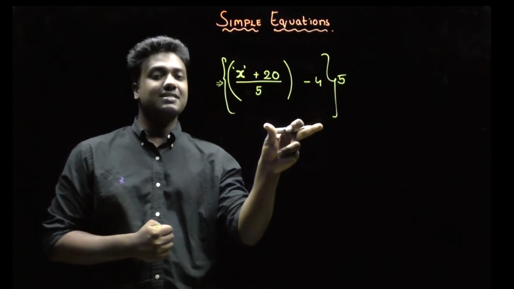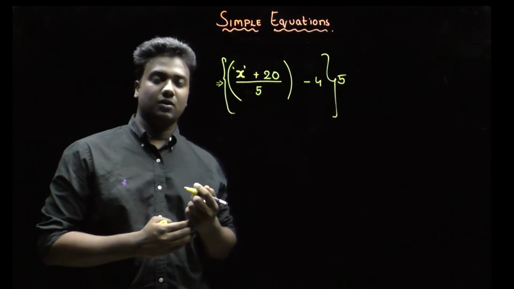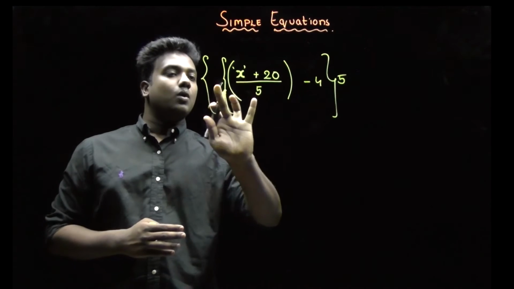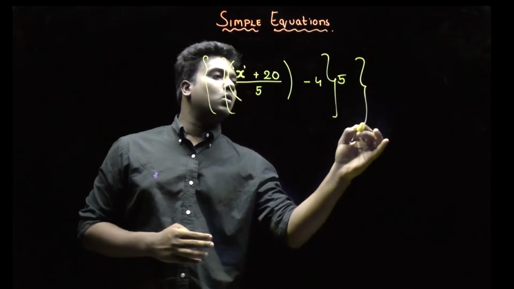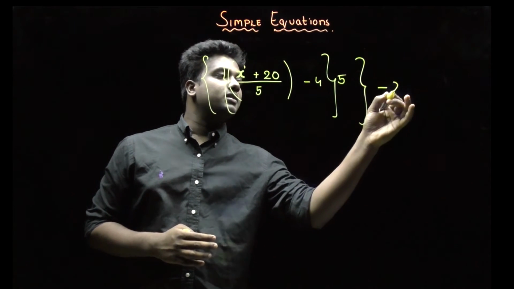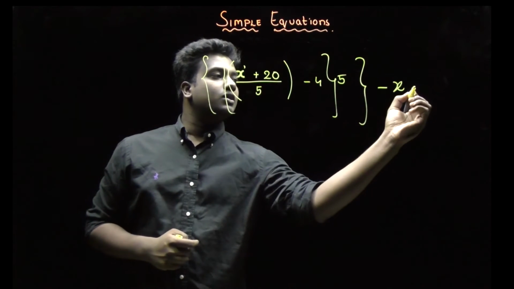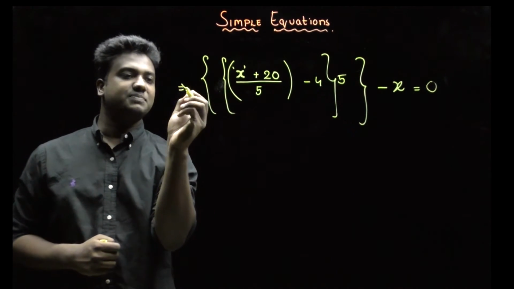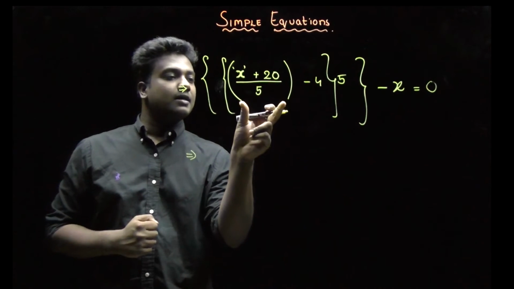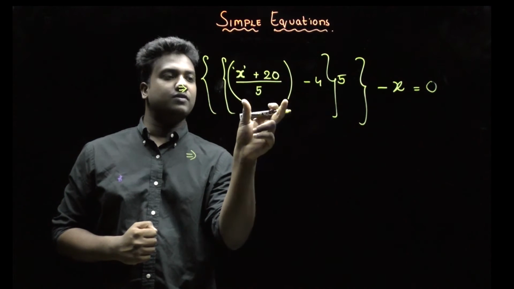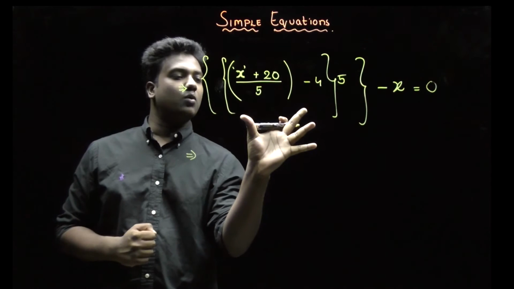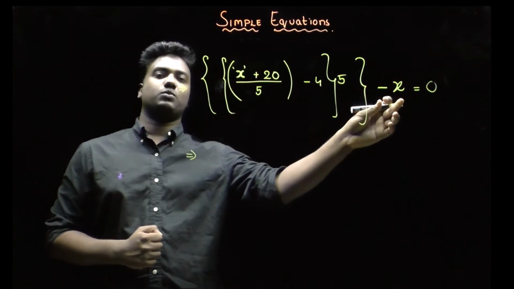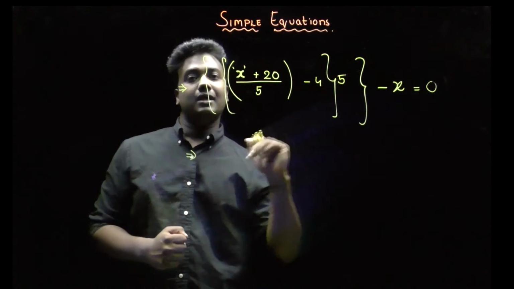Can you guess? Yes, you are going to get x. At last I said to subtract your x from this whole number, and you will get a value of 0. Let us check how it is possible. See, let me calculate step by step. First I'll solve this bracket, next I'll go with this bracket, and at last I'll go with this bracket and subtract x. Whether we'll get 0 or not, let us see.